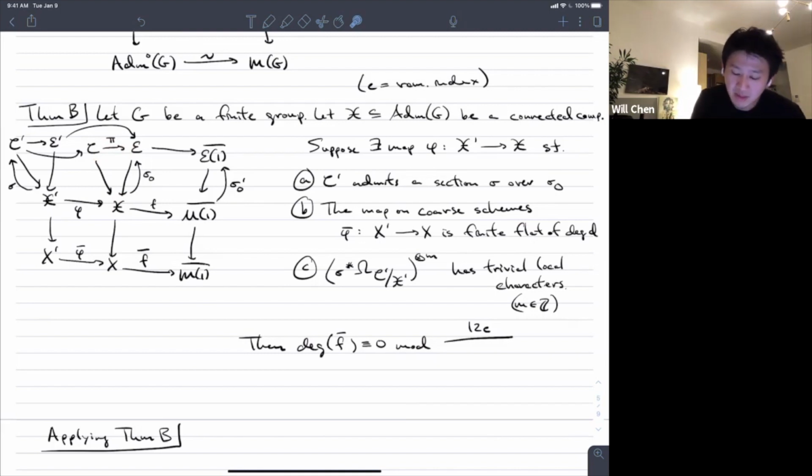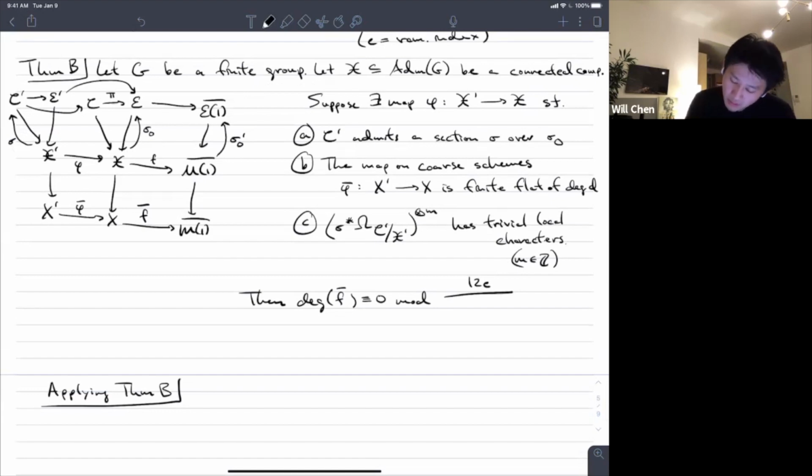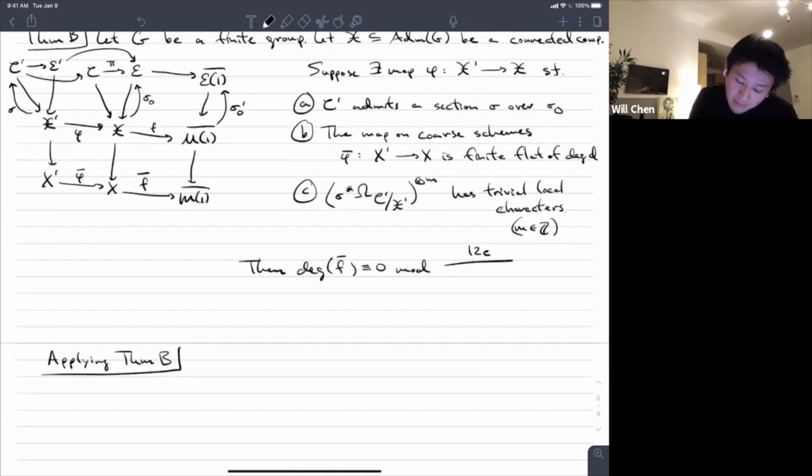Great. And let E be that ramification index. Then if all these conditions are satisfied, the degree of this map in core spaces is equal to 0 mod 12e divided by the GCD of 12e and MD, where M and D are as they appear here and here. M is some integer that needs to kill all the local characters of a line bundle on X prime, and D is the degree of the finite flat map that you have to pass to get a section.